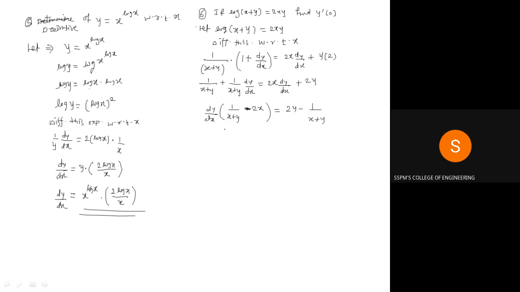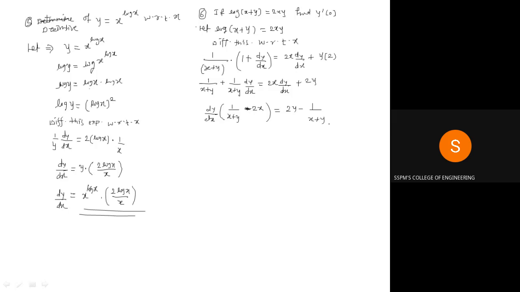So what did you get here? When you shift this term to the RHS, it goes into the denominator. But here, which value of x do you have to substitute? 0. So what will dy by dx be? This you have to find.